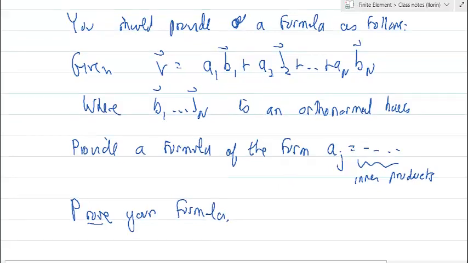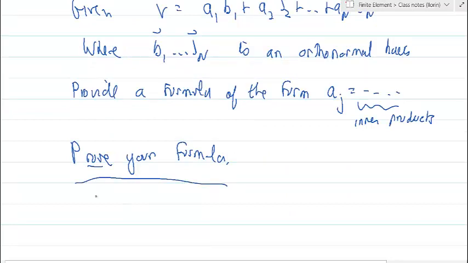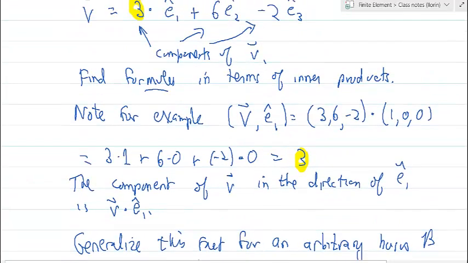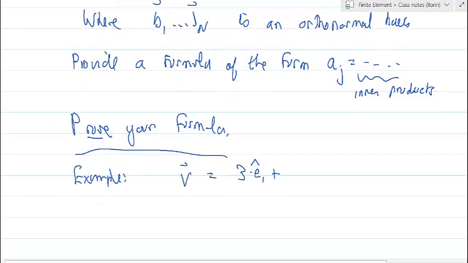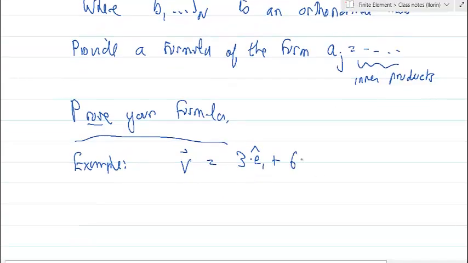So, for example, again, I'll go back to my original example. Suppose I have v is equal to, what were the examples here I used? 3 times e1. Now this is not dot product. This is just multiplication, right? Because 3 is a number and e1 is a vector. 3 times e1 plus 6 times e2 minus 2 times e3.